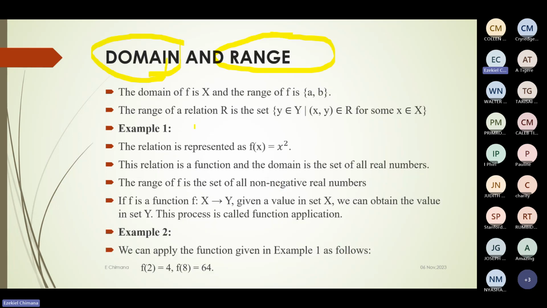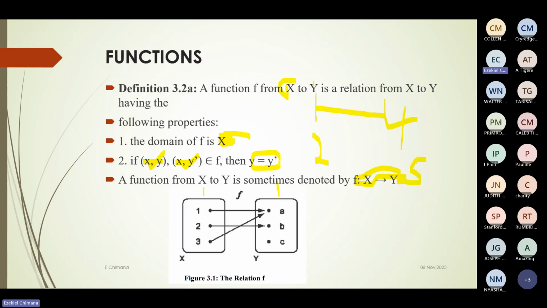So the range of a relation R is the set of y, an element of Y, such that (x, y) is an element of R for some x an element of X. So the range consists of the values of y which occur whenever we have x mapped to y. Whenever you have x mapped to y, this y will become our range. So like here, we've got A and B as our range for this function.